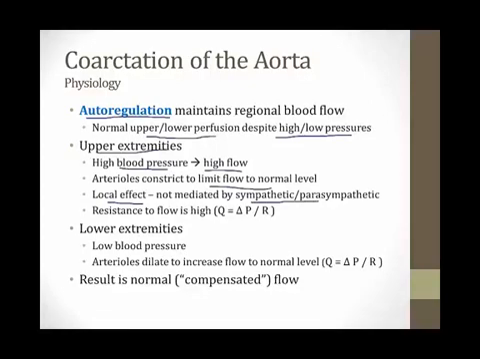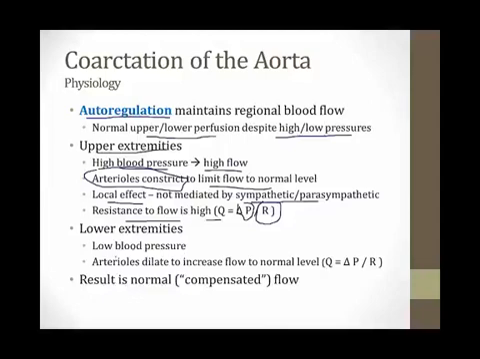In other words, the upper extremity tissue beds create a high resistance to flow. Remember that flow is equal to pressure divided by resistance. So if pressure is very high, to maintain normal blood flow, you need to make resistance very high. This is done by constricting the arterioles and limiting the blood flow through tissue beds in the upper extremities.